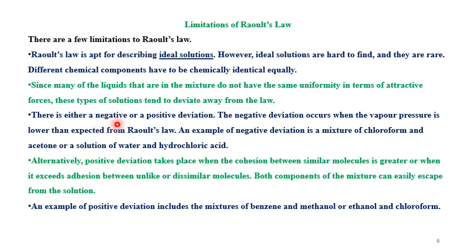The deviations are negative or positive. If negative deviation occurs, the vapor pressure is lower than expected. But if positive deviation occurs, the vapor pressure is higher than expected. For example, negative deviation occurs in a mixture of chloroform and acetone, or a solution of water and hydrochloric acid. Positive deviation includes a mixture of benzene and methanol, or ethanol and chloroform.